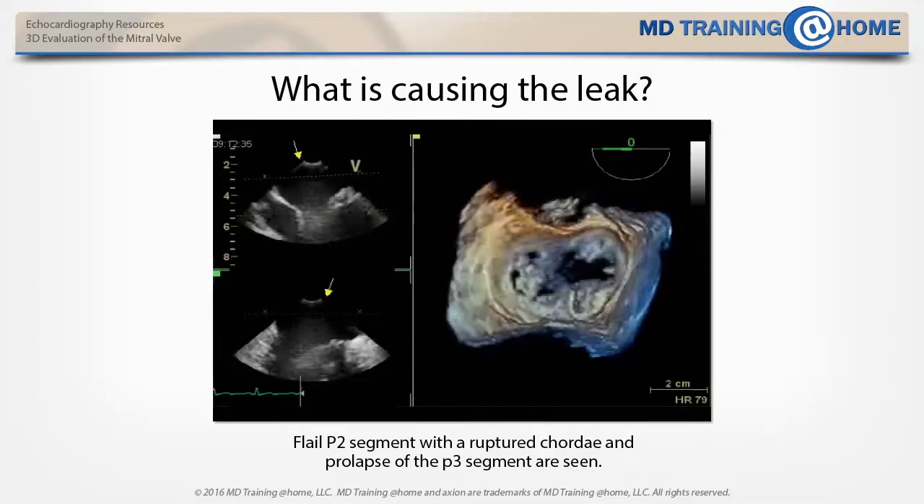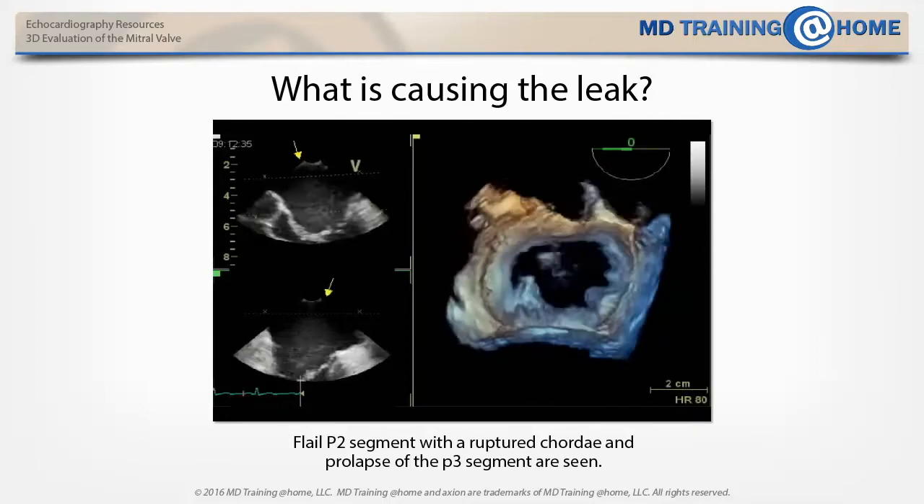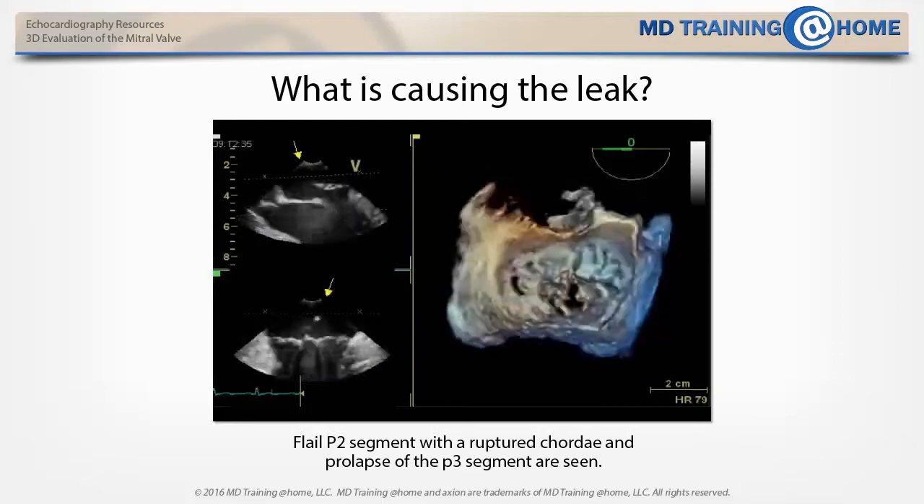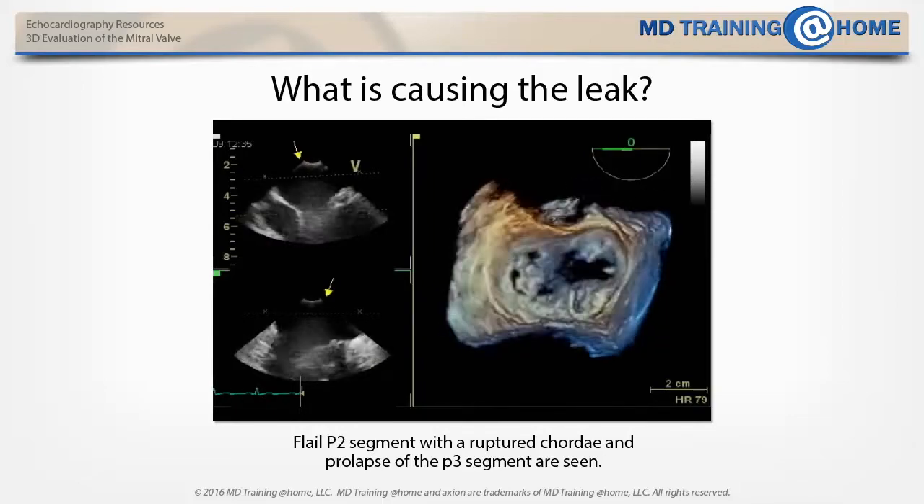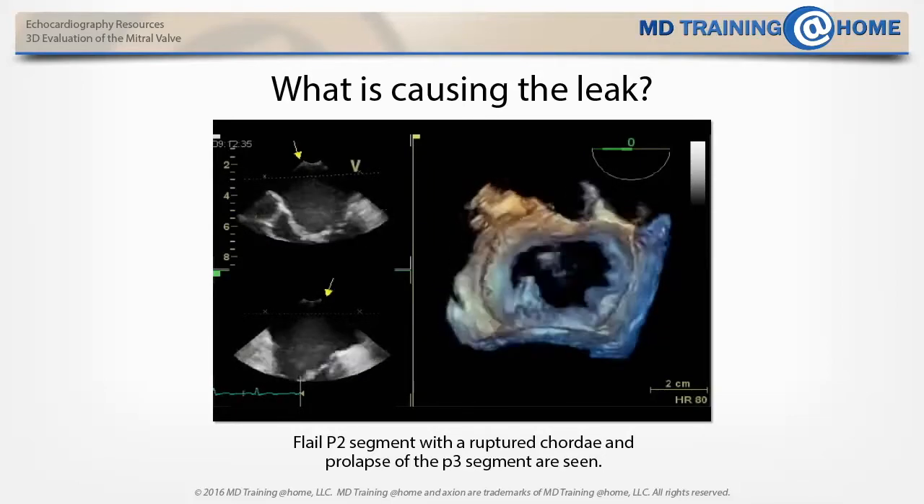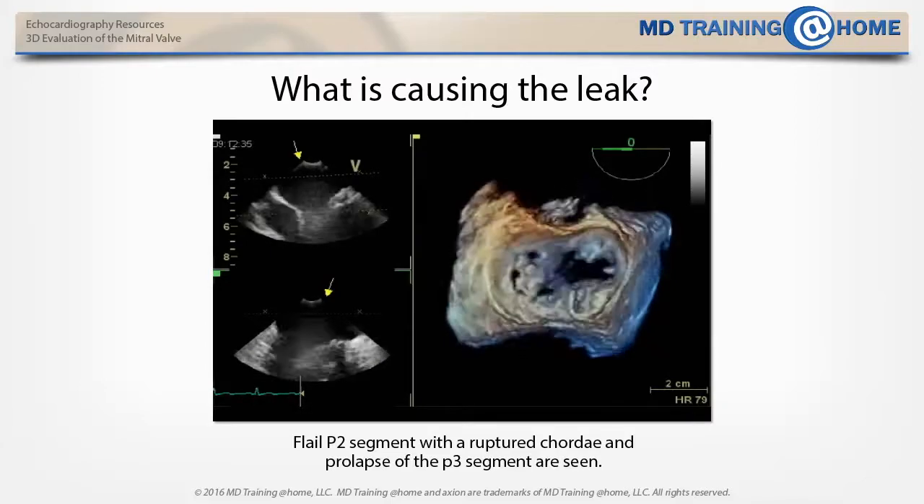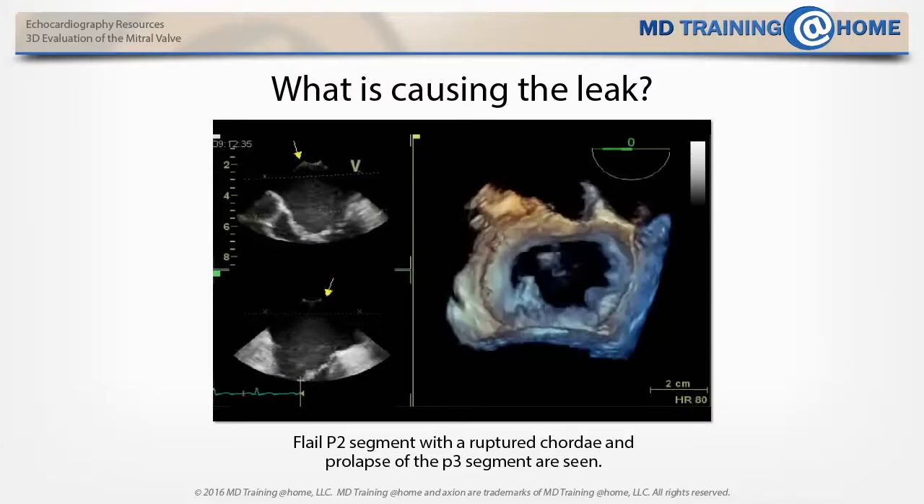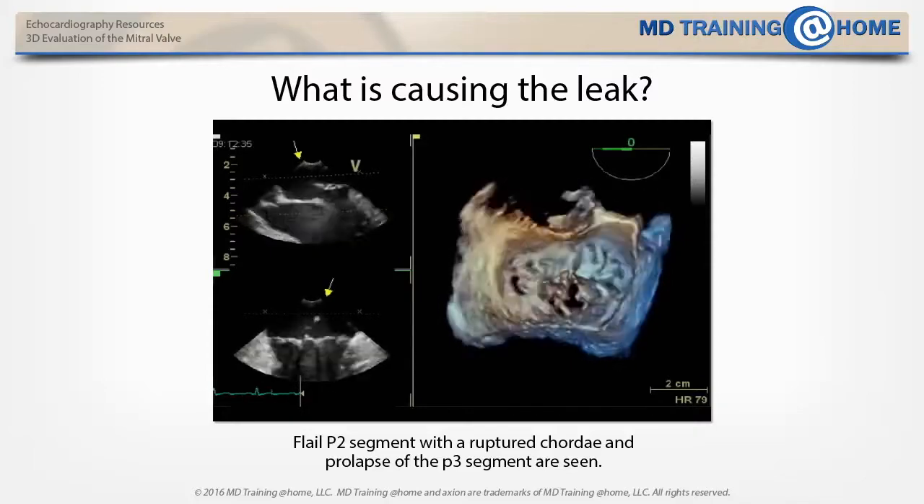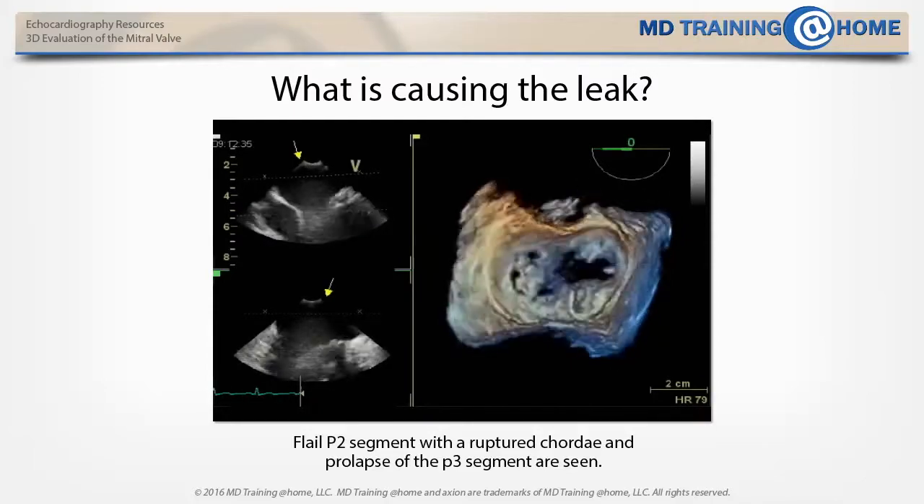A flail leaflet is recognized when the free edge of the leaflet is completely reversed in the left atrium. Usually this results from a ruptured chordae and most frequently involves the posterior leaflet. A flail leaflet is usually associated with severe mitral regurgitation. Note that severe mitral regurgitation is rare with an anatomically normal mitral valve and apparatus.